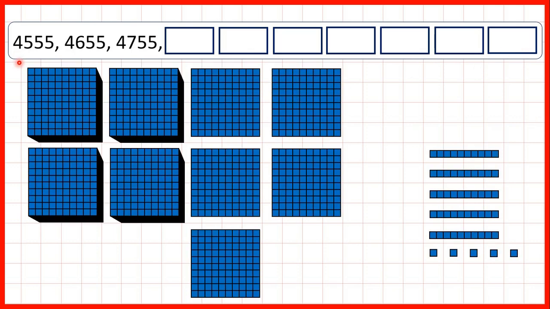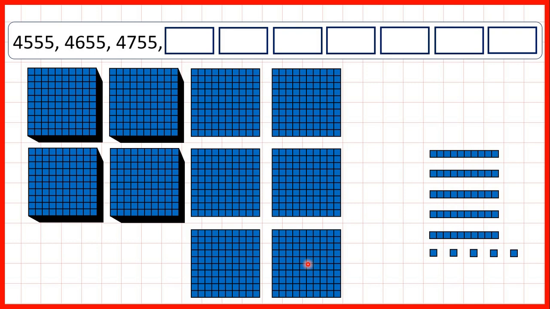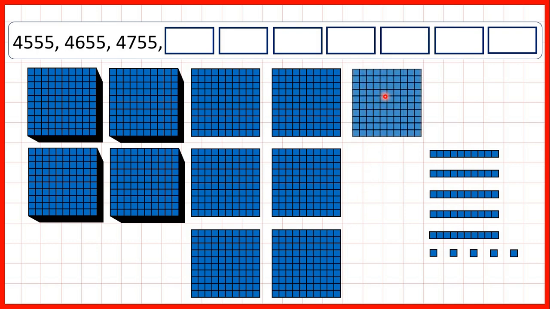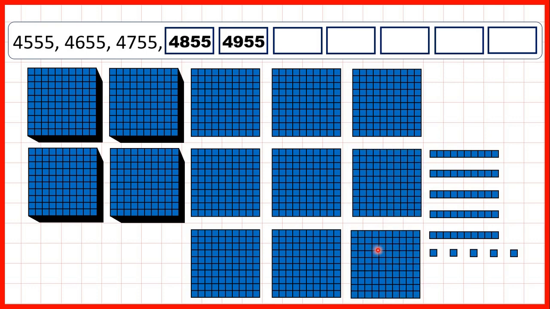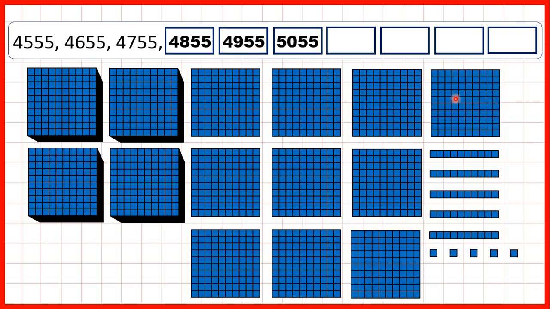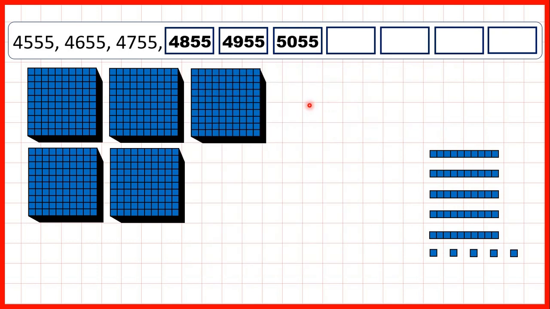So now let's count in hundreds from 4,555. So we can see 4 thousands, 5 hundreds, 5 tens and 5 ones. Then we have 4,655, 4,755, and then if we keep on counting in hundreds, after 4,955, we will have 5,055. That's because now that we've got 10 hundreds, we can exchange those for 1 extra 1,000.